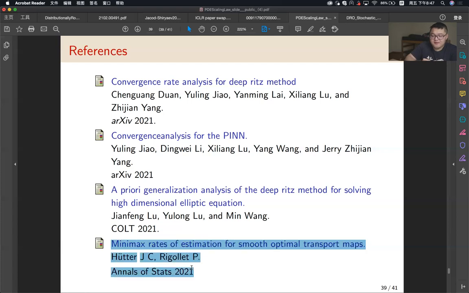And this paper is actually solving Monge-Ampère equations. So they are estimating the transport maps. They get very similar results as our paper. So this is a very important paper to inspire our results.